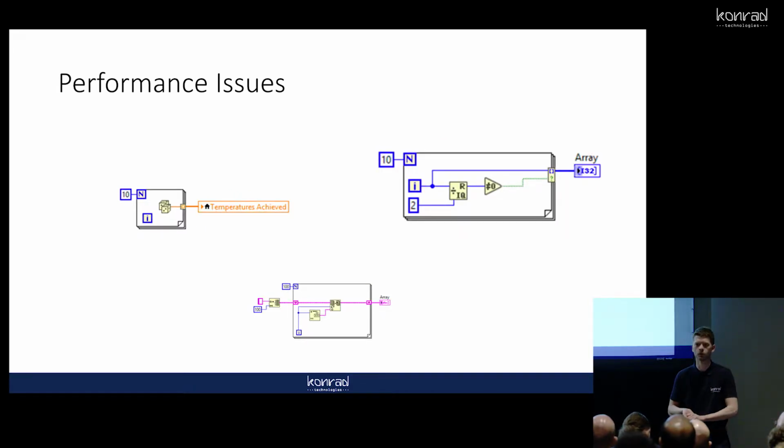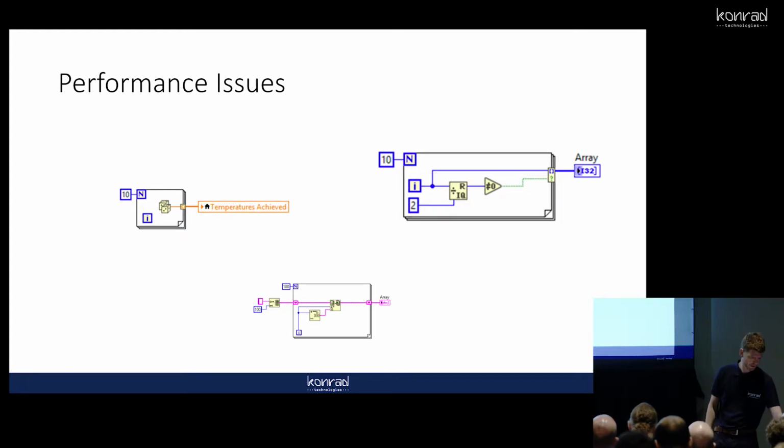Now, I know everybody's going to go, oh, local variables are bad. As I said, it's just an example of the types of things you could be looking for with a VI Analyzer test. So that's performance issues, things that you might want to look for with VI Analyzer tests.